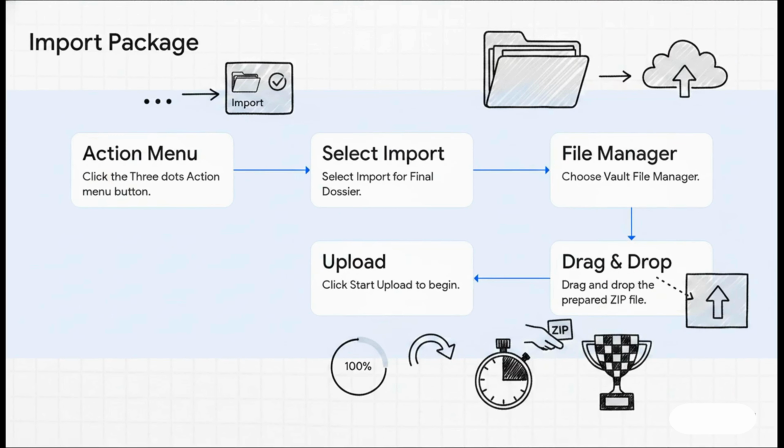Once that's ready, we use the Action menu, the 3 dots, and the Vault File Manager to securely anchor those files. We select Import for the final dossier, open the Vault File Manager, and literally just drag and drop our perfectly structured zip file right into the upload box. Hit Start Upload, wait for it to hit 100%, and refresh your page. The archive status updates. Boom, the race is complete.